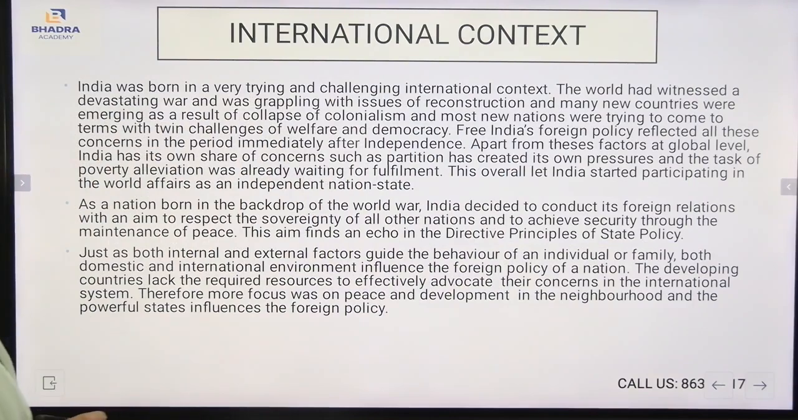India was born in a very trying and challenging international context. The world had witnessed a devastating war and was grappling with issues of reconstruction, and many new countries were emerging as a result of the collapse of colonialism. Most new nations were trying to come to terms with the twin challenges of welfare and democracy. Free India's foreign policy reflected all this concern in the period immediately after independence.